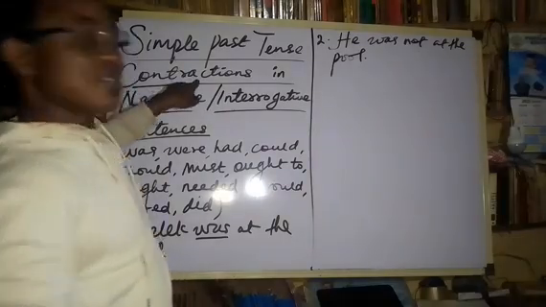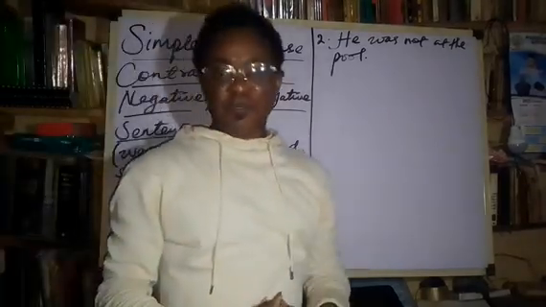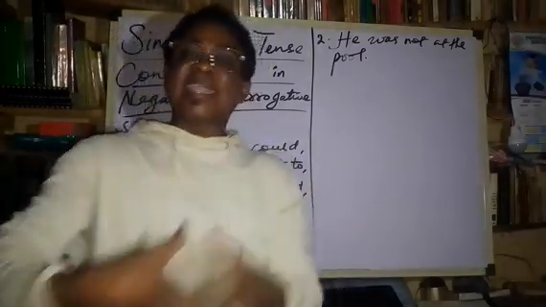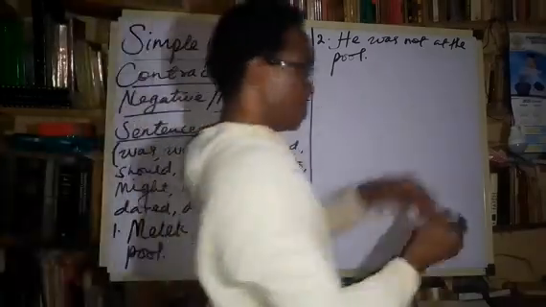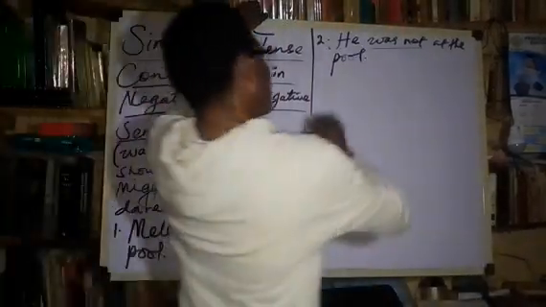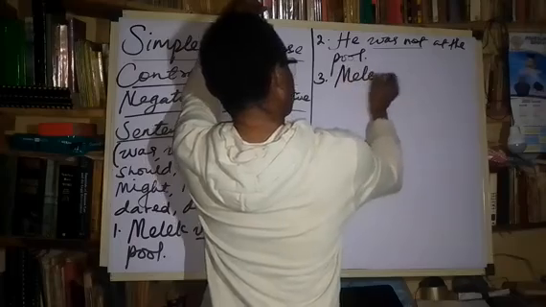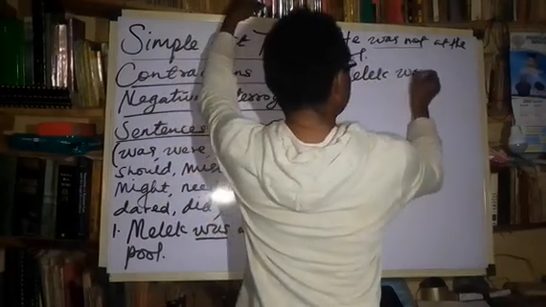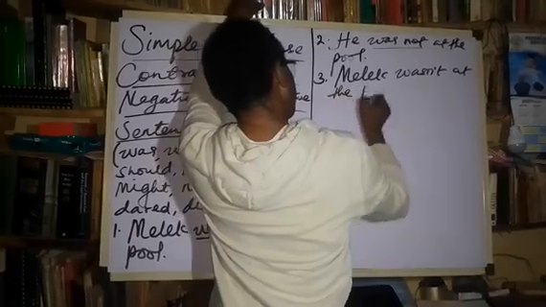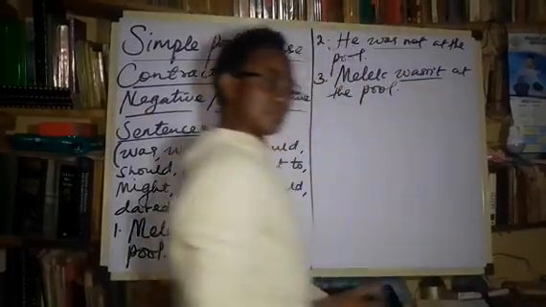Then, a contraction is the short form of a negative verb, that is, this verb that expresses a negative. The short form of it is the contraction. And the short form would be Melek wasn't at the pool. Melek wasn't at the pool.